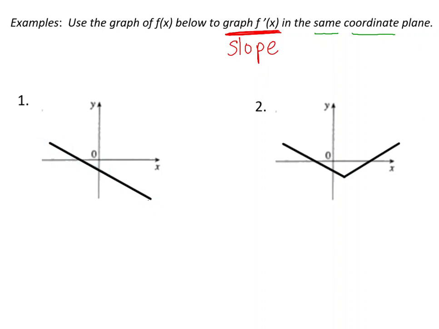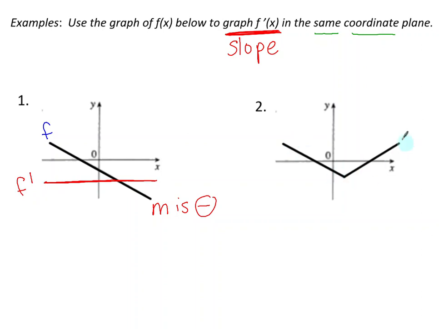This is a linear function. Let's label this graph f of x, or f for short. Now, there are no numbers on my coordinate plane, so I don't know exactly what this slope is, but I do know that the slope is a negative value. So I do know that when I graph f prime of x, I have to graph it below the x-axis. Now, because this is linear, it always has the same slope, so the derivative will always have the same negative value. This is my graph of f prime.